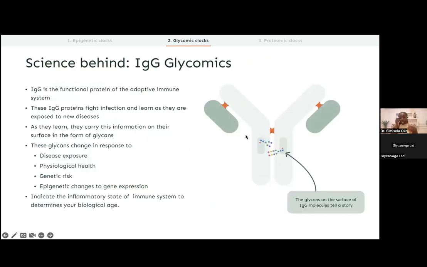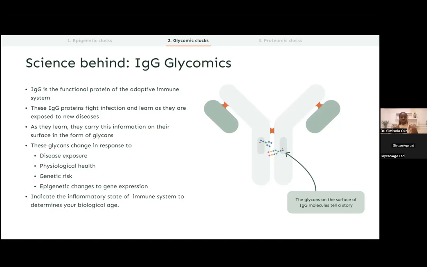When we think about the science behind IgG glycomics in particular, I've spoken about glycans and the human glycome. The human glycome is a collection of every glycan you have in your body, of which there are billions, because they are literally on every cell in your body. Typically, research focuses on IgG. IgG is a functional protein. It's part of your adaptive immune system, the part of your immune system that literally learns. As you're exposed to infection and disease, your adaptive immune system learns and stores these memory proteins. IgG is an example of one of those memory proteins that would fight the disease if you were to get it again.